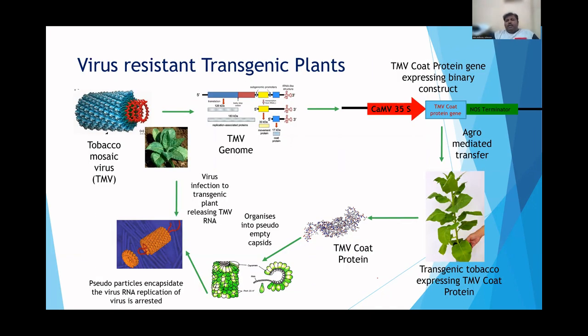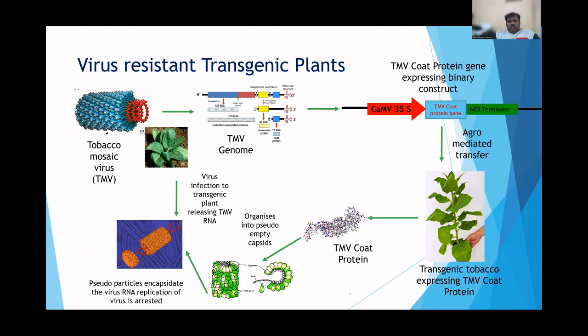Okay. Now let us come to the story of virus-resistant transgenic plants. How are we going to do that? The first virus-resistant transgenic plant ever produced was against a virus called tobacco mosaic virus. Remember, this is a very important question from the examination point of view. The first transgenic plant produced against viruses was for the TMV, tobacco mosaic virus, which is a very old studied virus.